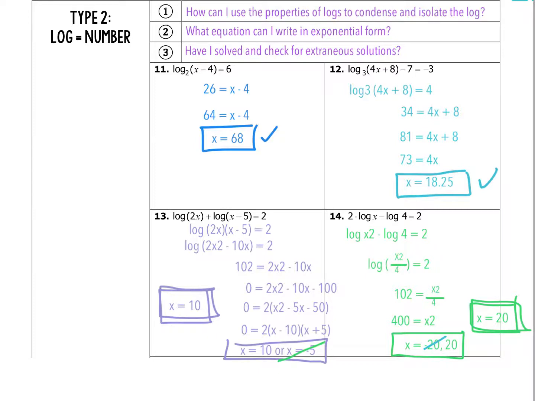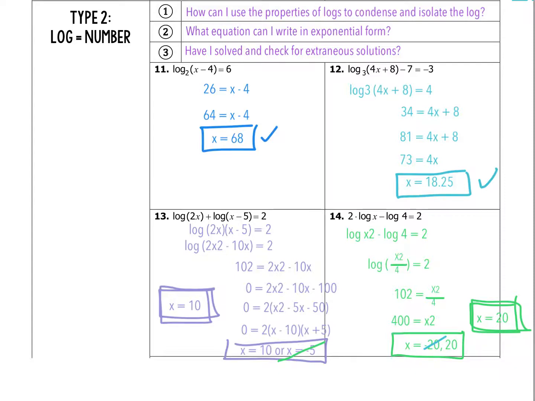All right, so hopefully for number 13, you were able to get x is 10 as a solution, and then for number 14, x is 20. So if you got both of those values, you can go ahead and fast forward to the final reflection of this lesson. If you didn't get that, I will explain it now.